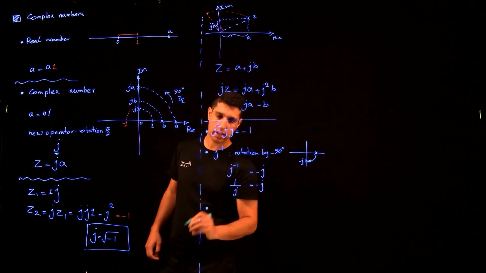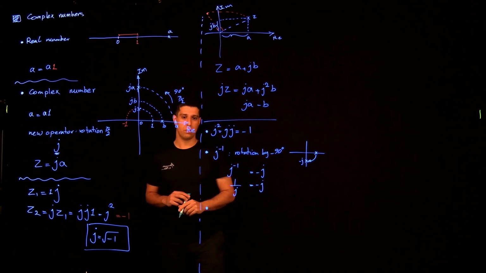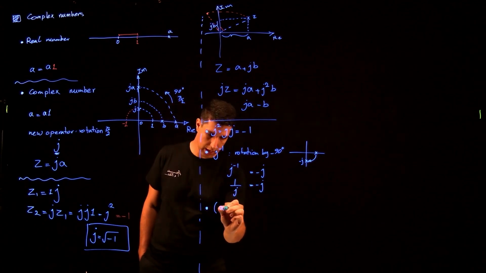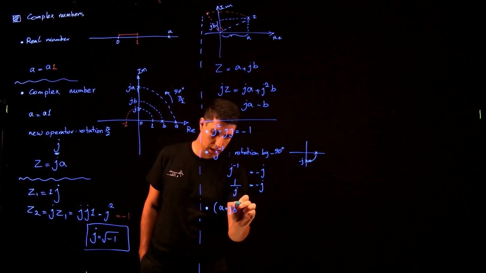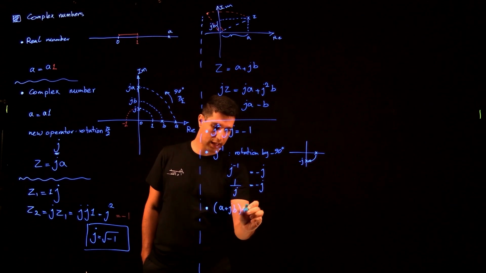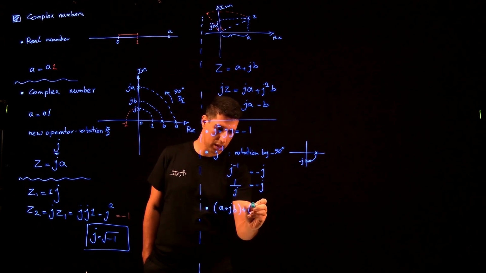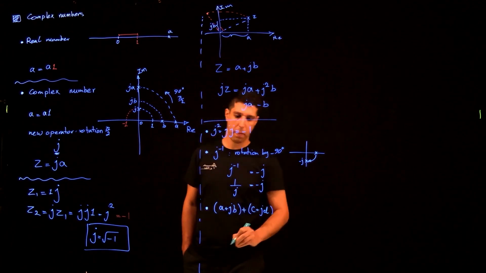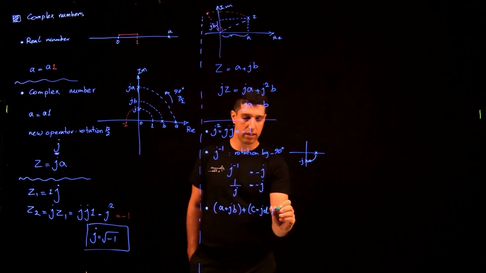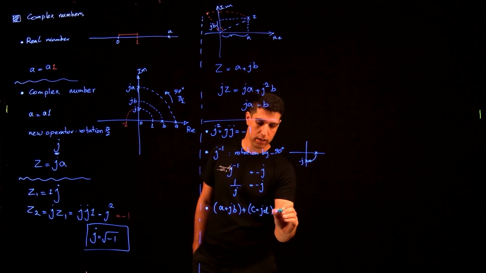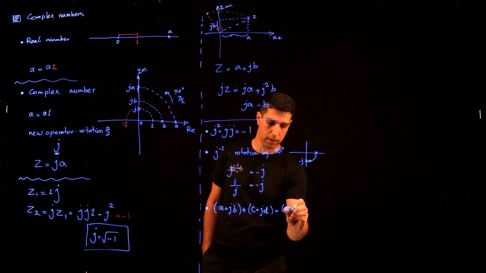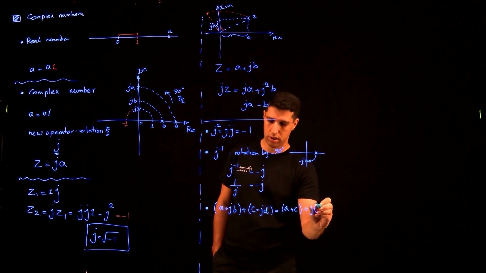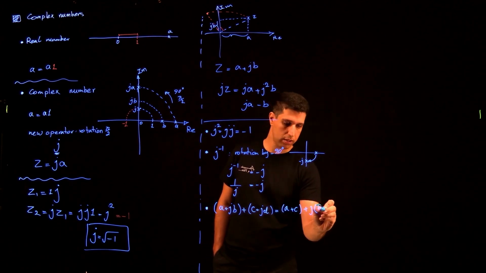You can very easily manipulate complex numbers. So if you have one complex number, A plus JB, you can add it to another complex number, C plus JD. You can add the components of it. So we will have A plus C plus J times B plus D.